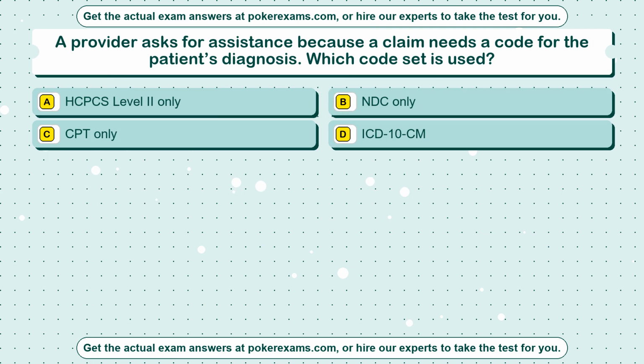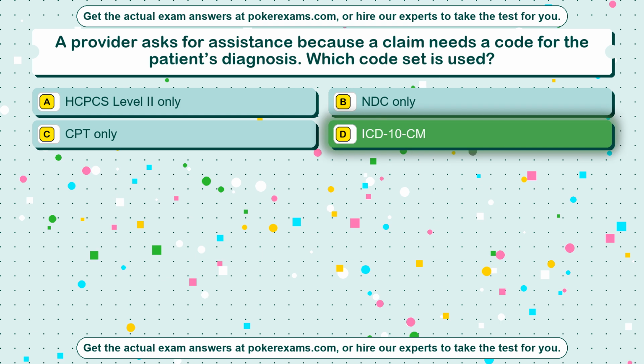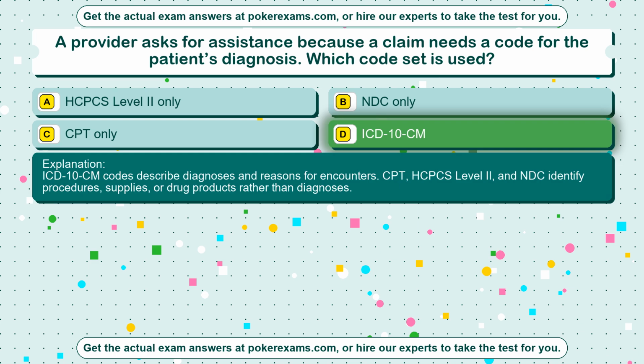Question 67. A provider asks for assistance because a claim needs a code for the patient's diagnosis. Which code set is used? Option A, HCPCS Level 2 only. Option B, NDC only. Option C, CPT only. Option D, ICD-10-CM. The correct answer is option D, ICD-10-CM. ICD-10-CM codes describe diagnoses and reasons for encounters. CPT, HCPCS Level 2, and NDC identify procedures, supplies, or drug products rather than diagnoses.